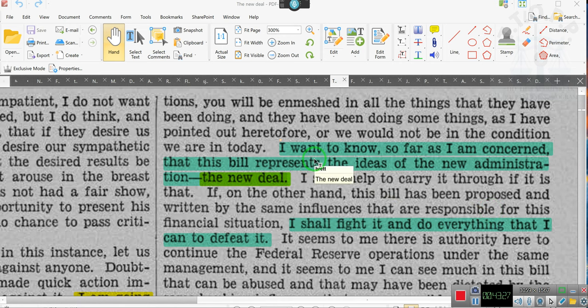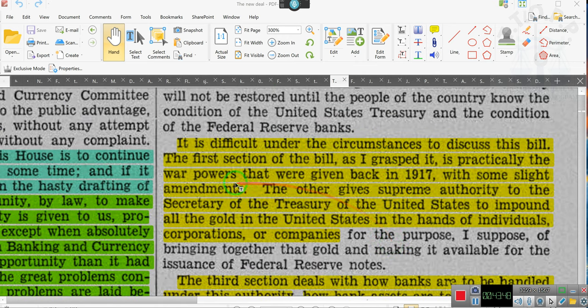Ladies and gentlemen, this is what the government promised. This is what McFadden said. I want to know, so far as I'm concerned, that this bill represents the ideas of a new administration, the New Deal. Then he says he will fight and do everything in his power to defeat it if there's any influences out there that's trying to change the system and all that stuff. So we go down here, says it is difficult under the circumstances to discuss this bill. See, the first section of the bill, as I grasp it, is particularly the war powers given back in 1917.